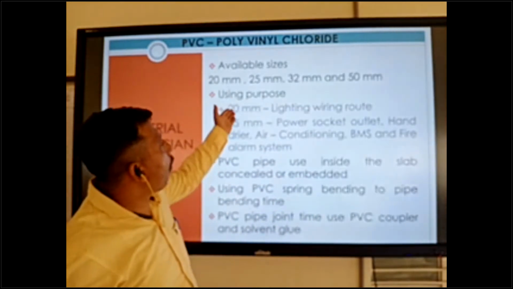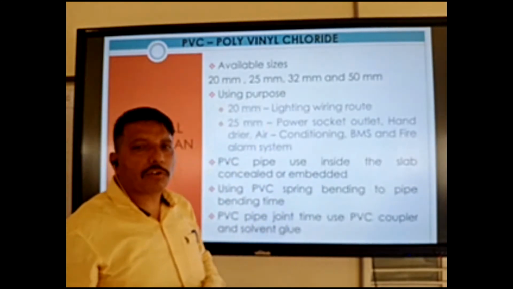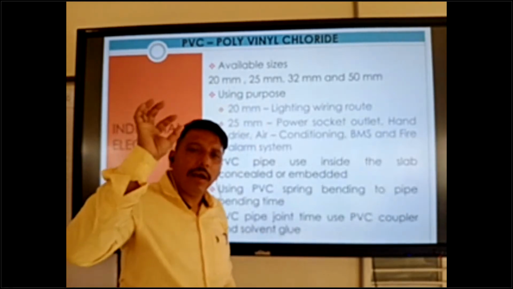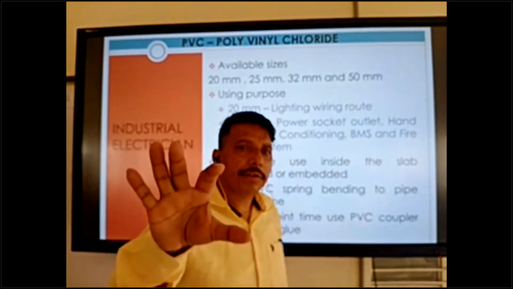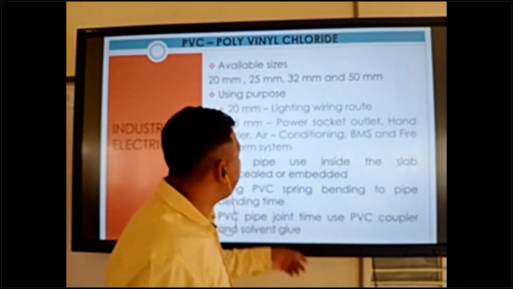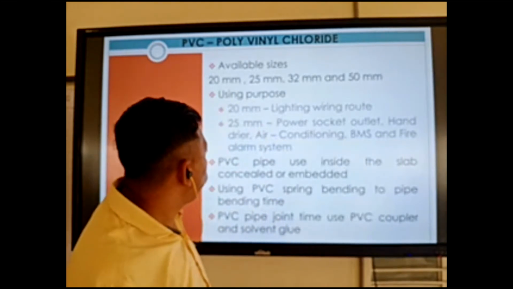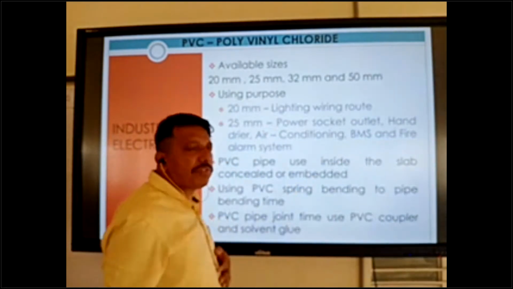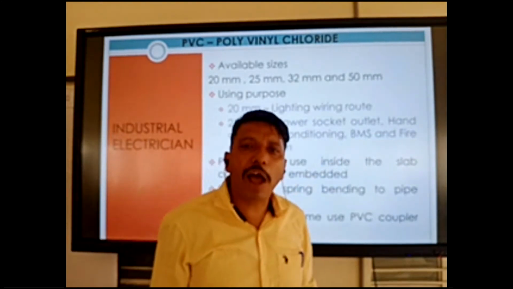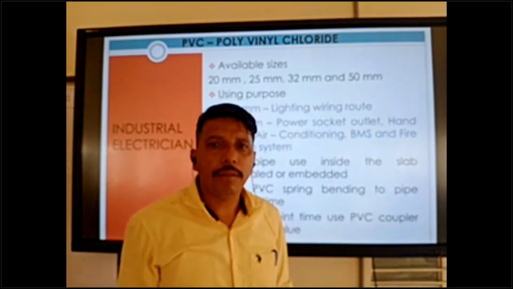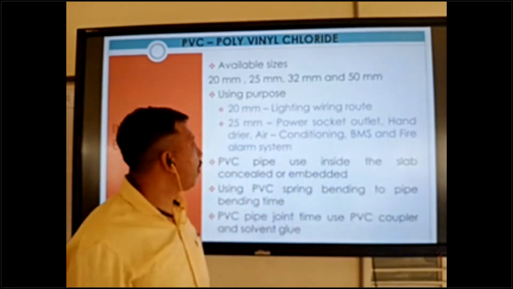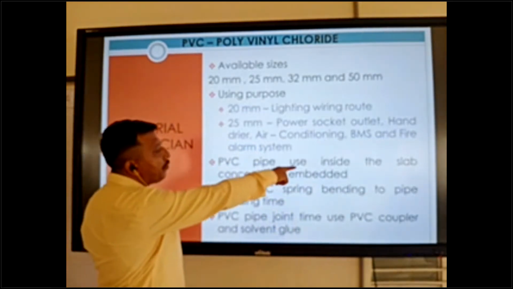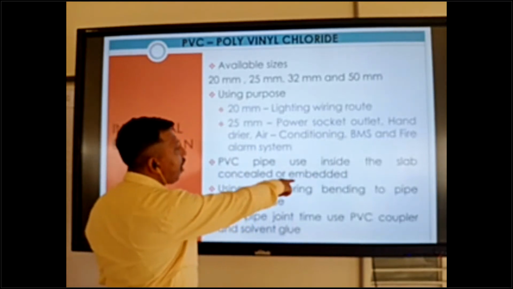So 20 mm we can use for the lighting route, normal wiring, like tube light, bulb light, or fan wiring. And power socket, hand dryer, air conditioning, BMS and fire alarm system are all in 25 mm size electrical conduit. Okay, so next topic: PVC pipe used inside the slab, concealed or embedded.